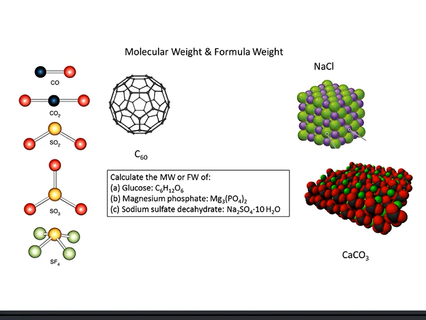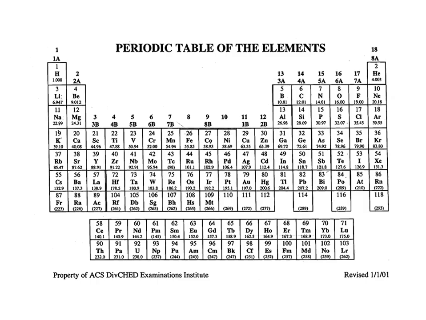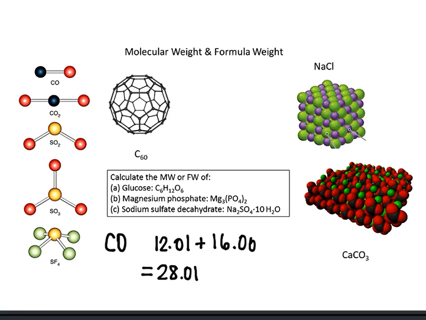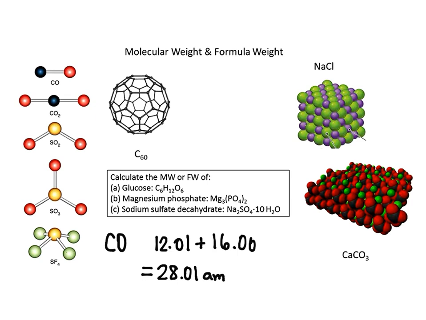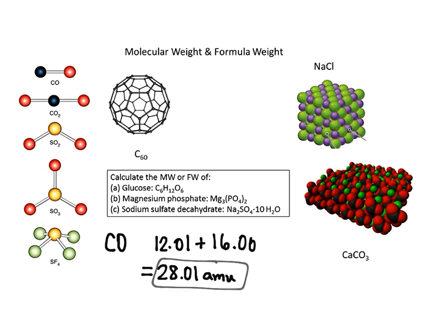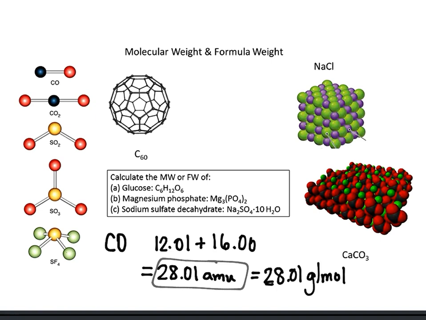So we're going to start by calculating the molecular weights and formula weights of the compounds that are shown here as models. We're going to start with carbon monoxide. Carbon is here, 12.01, and then oxygen is here, 16. So the molecular weight of carbon monoxide is 12.01 plus 16.00, which gives me 28.01. The units are either atomic mass units or grams per mole. They are the same, so either unit is fine.